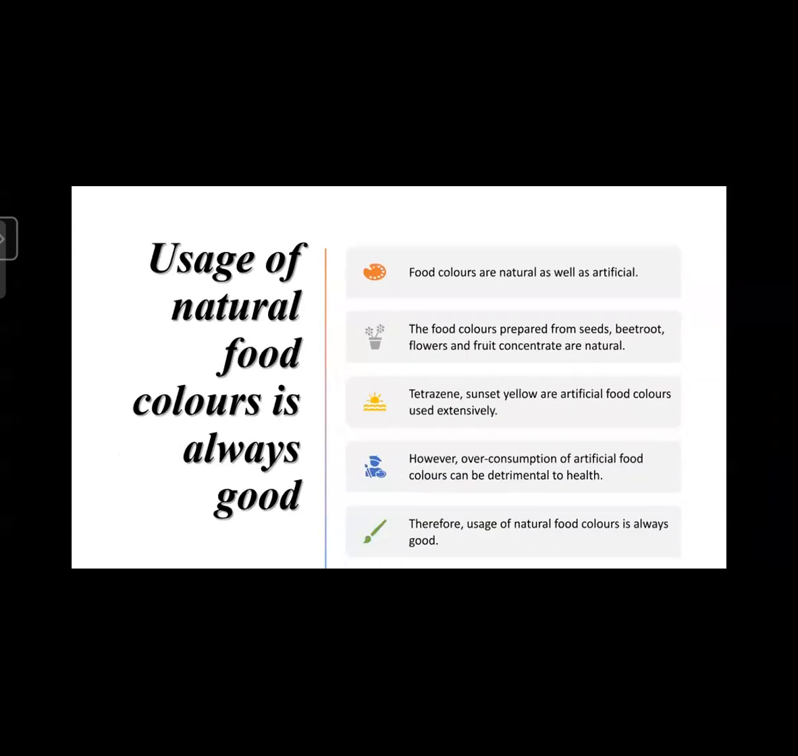Now, use of natural food color is always good. First, food colors are natural as well as artificial. Food colors prepared from seeds, beetroots, flowers, and fruits concentrate are the natural ones. Tartrazine, sunset yellow are the artificial food colors which are extensively used. However, overconsumption of artificial food color can be detrimental to health. Therefore, usage of natural food color is always good.